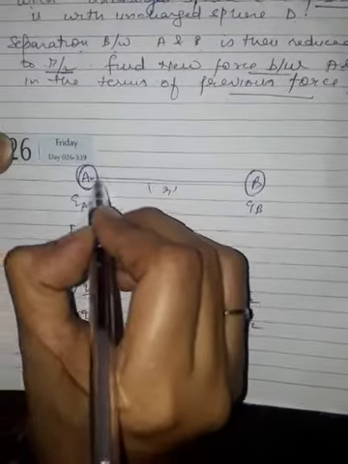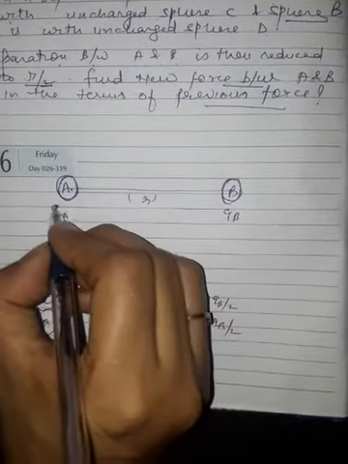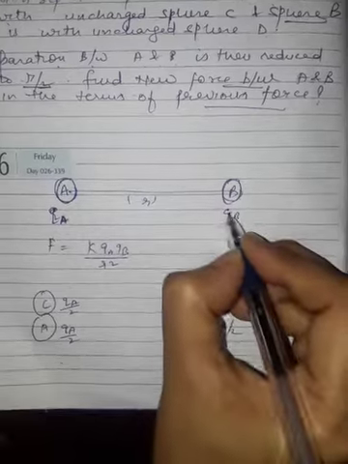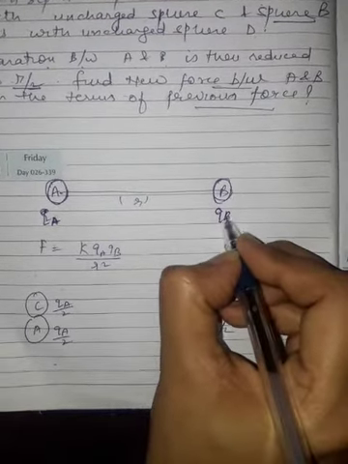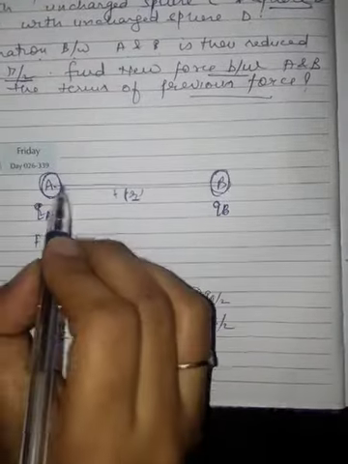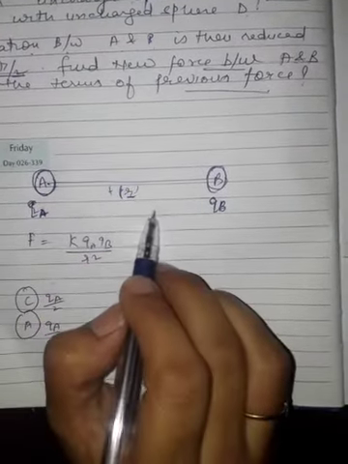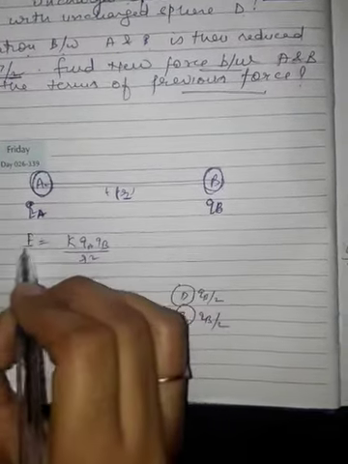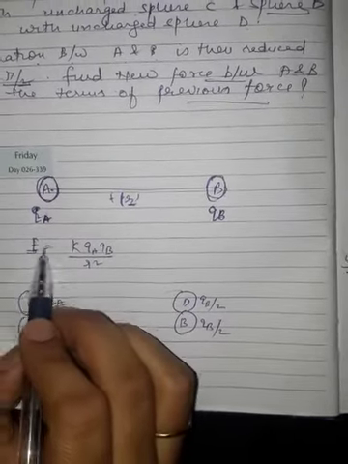Now what is given to you? Sphere A is carrying a charge QA and sphere B is carrying a charge QB. They are separated by a distance R. You know that when two charges are separated by some distance, a Coulomb force acts on them. What is the Coulomb force? F is equal to K.